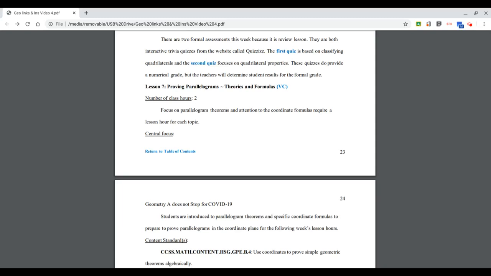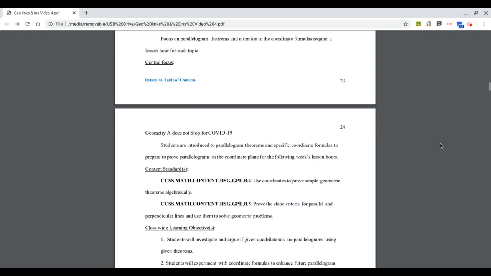This is lesson 7, proving parallelograms, theories, and formulas. The number of class hours is 2. The focus is on parallelogram theorems and attention to coordinate formulas, which require a lesson hour for each topic. The central focus is that students are introduced to parallelogram theorems and specific coordinate formulas to prepare to prove parallelograms in the coordinate plane for the next week's lesson hours.